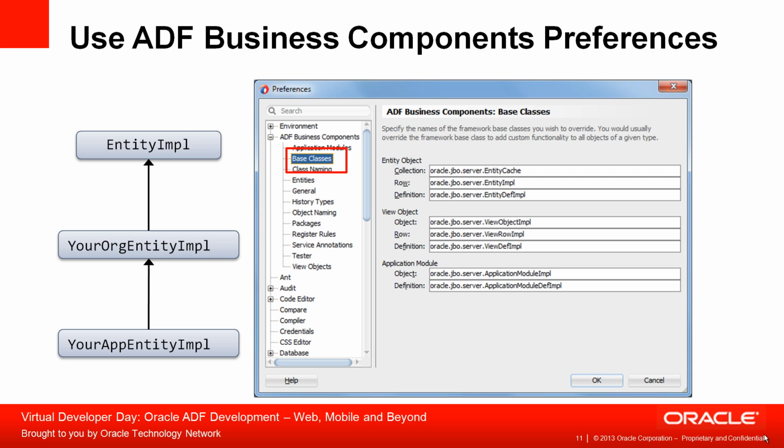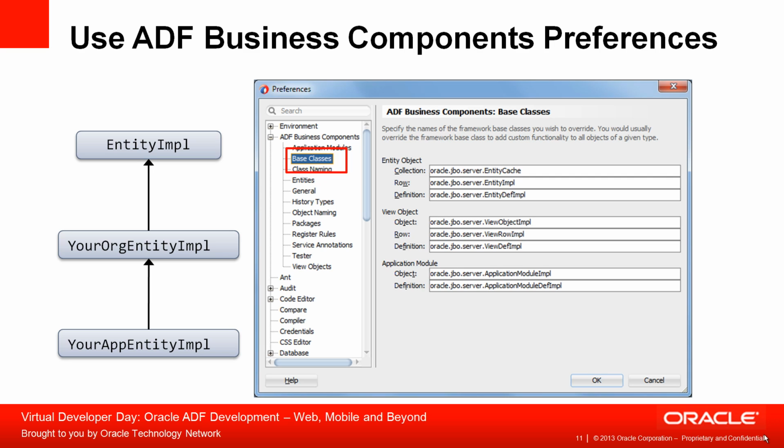When you go to the JDeveloper preferences, there is a node for ADF business components that allows you to change some of the default settings that the framework has. Changing it in the IDE will make sure that whenever you create a business component, be it an entity or a view object, these custom settings will be applied automatically.